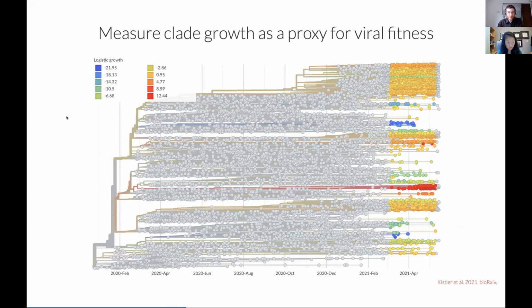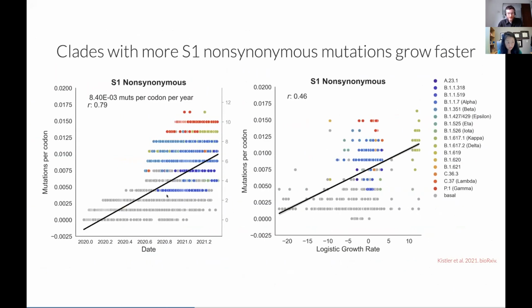And so what we then see is that if we look at the date versus mutations, we see a lot of evolution in S1. But you can see evidence of actual adaptive evolution here, where the viruses that have more mutations in S1 tend to be growing faster in general. And those clades of viruses will be outcompeting viruses that have fewer mutations. And so it's really this selective effect that causes this high rate of evolution in S1.